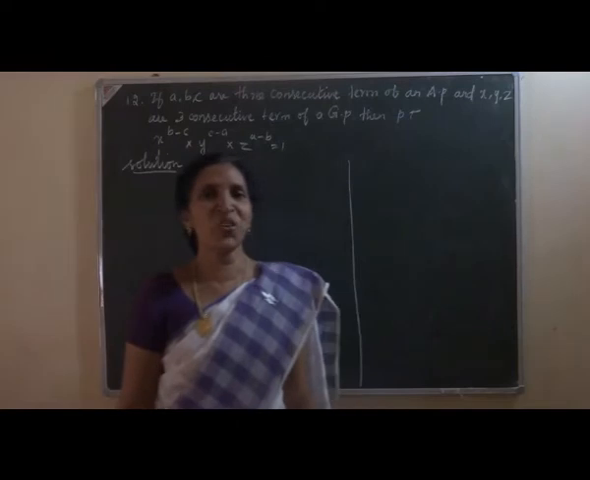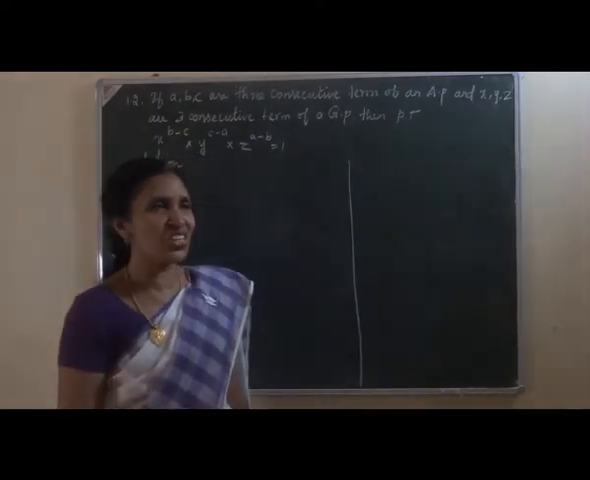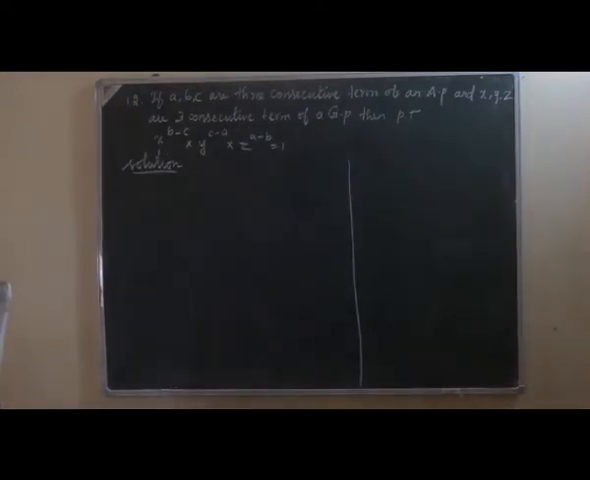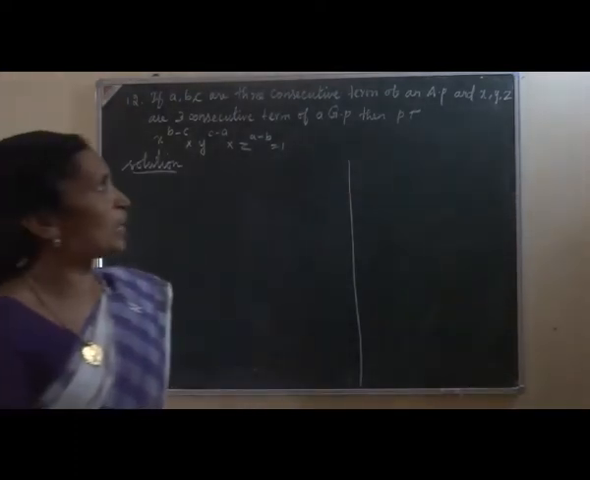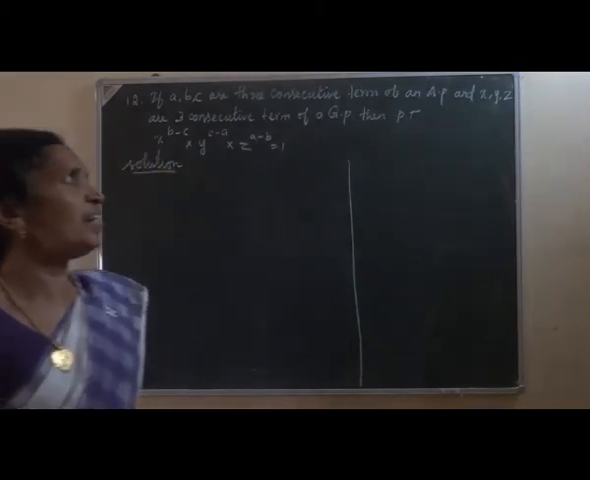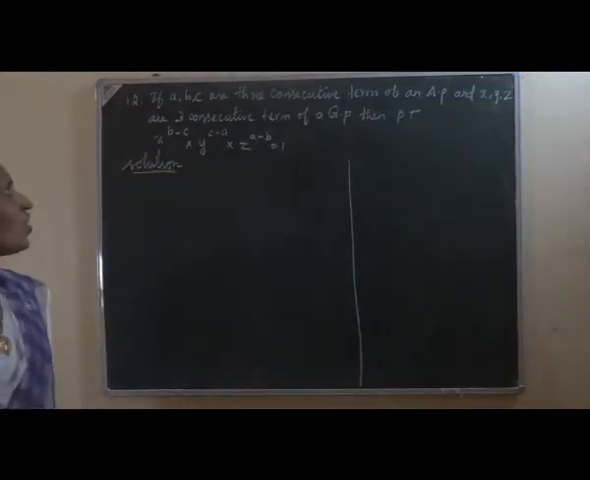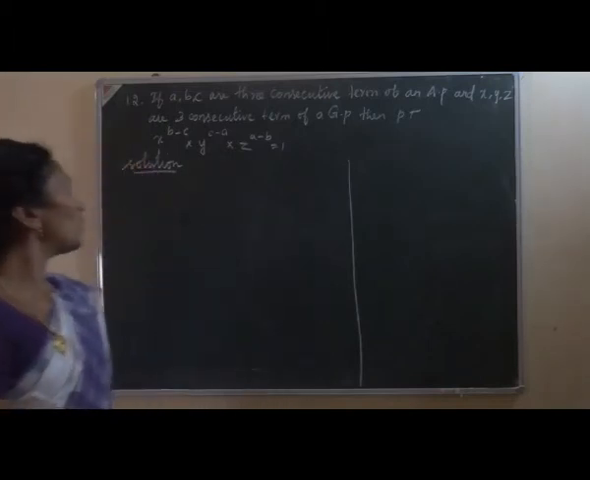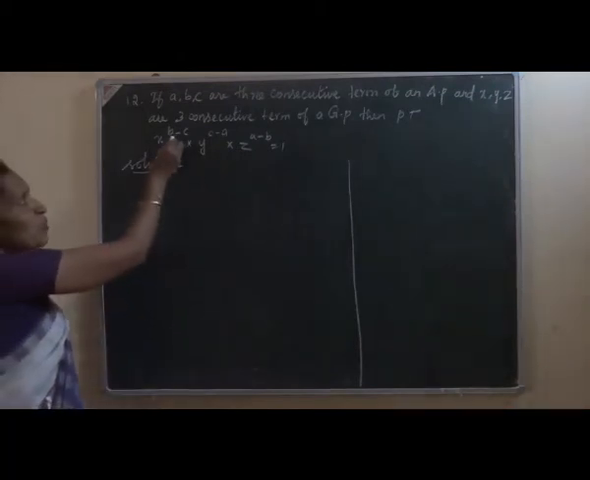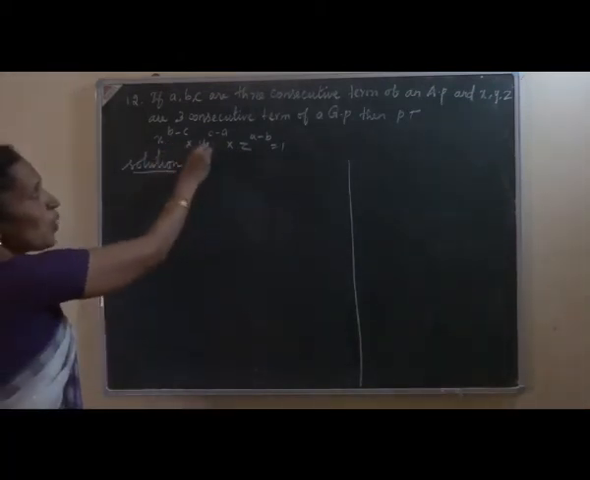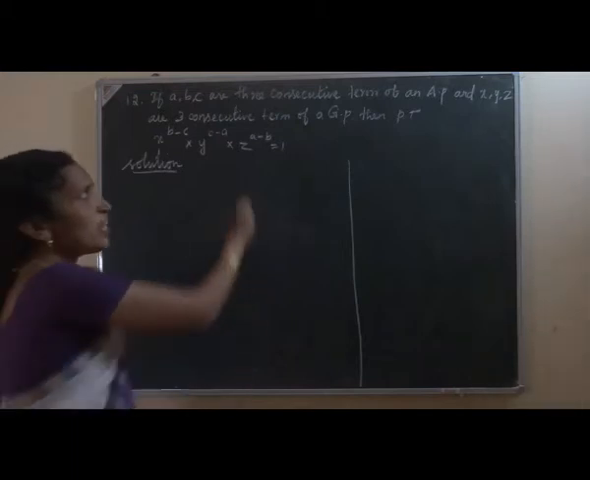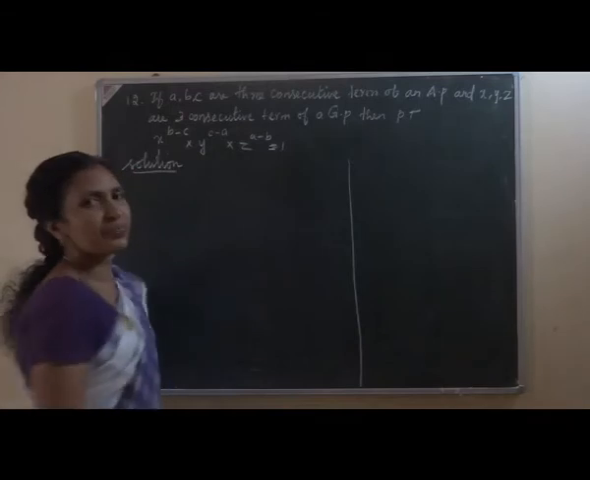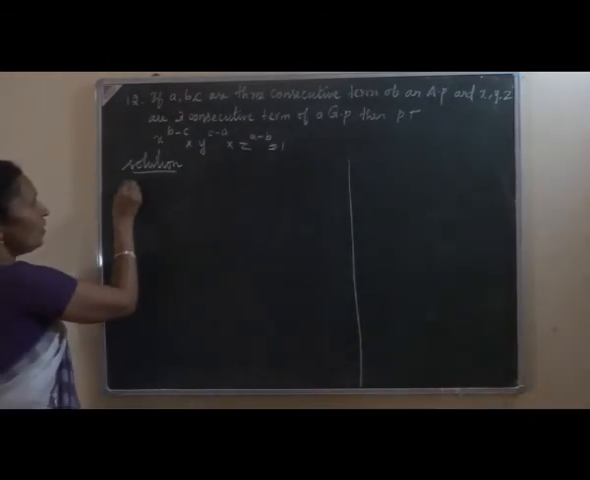In this video, we are going to learn exercise 2.7, last question, that is the 12th question. If A, B, C are three consecutive terms of an arithmetic progression and X, Y, Z are three consecutive terms of a geometric progression, then prove that X power B minus C into Y power C minus A into Z power A minus B equal to what? Okay, first, what is given?